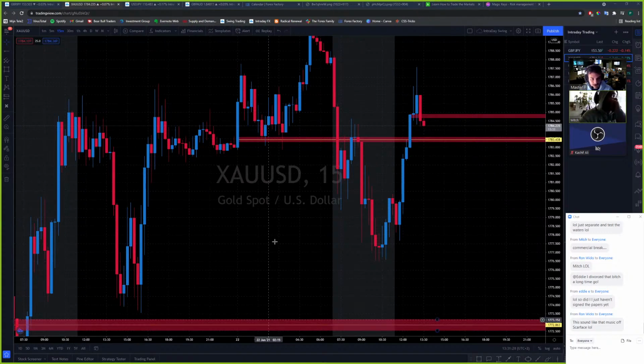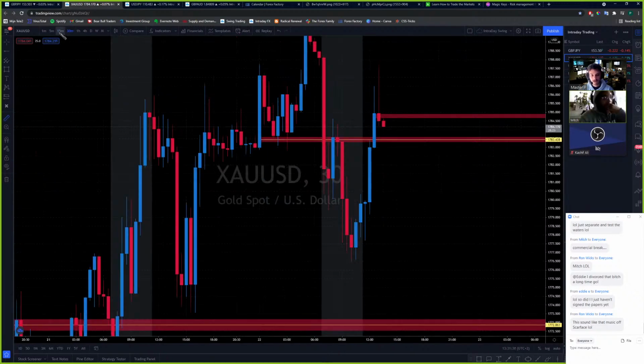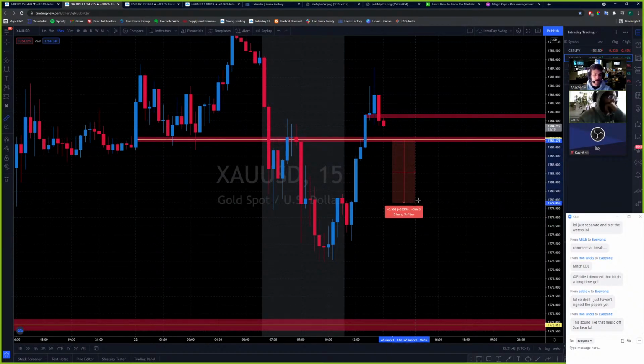When are you looking for gold sells? I think gold sells below this support. If it can create a fresh support on the 15 minute, 30 minute, and then break that fresh support, then I'd be looking for sells.